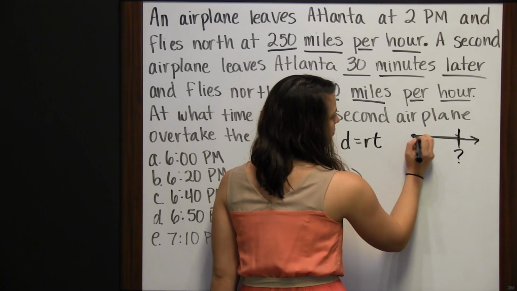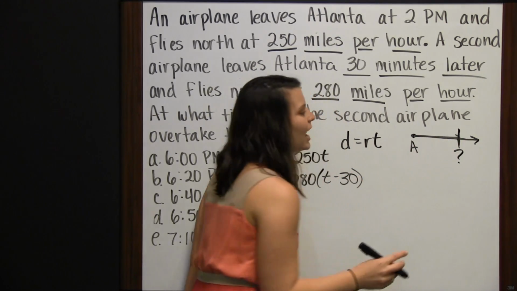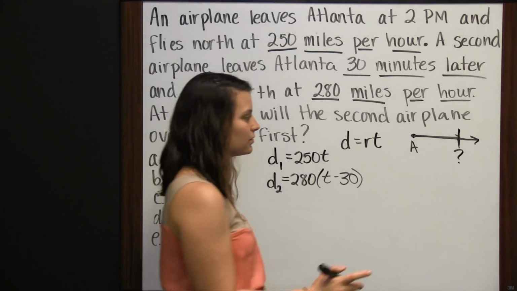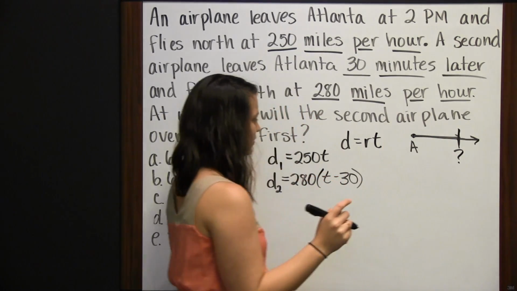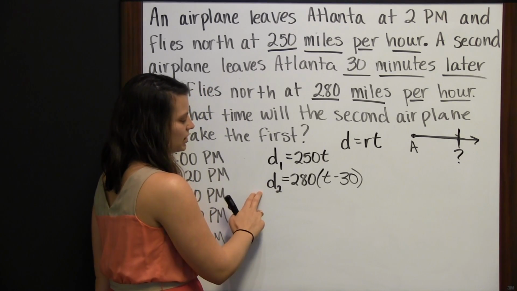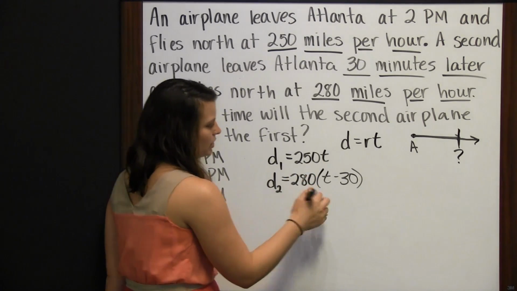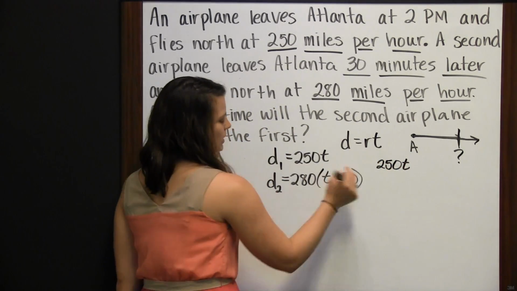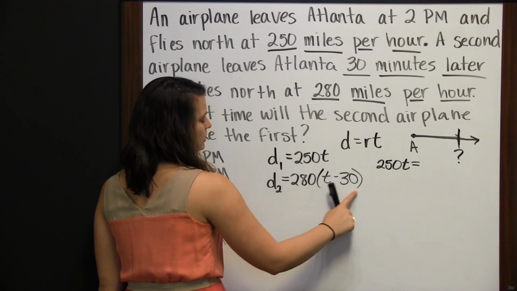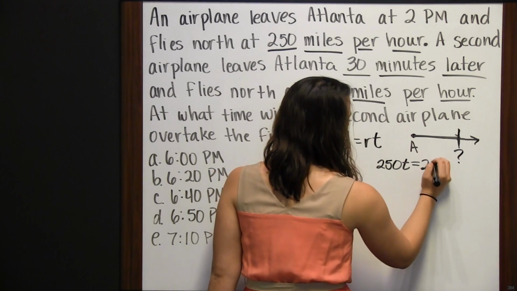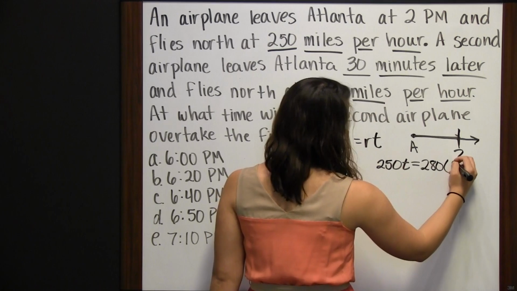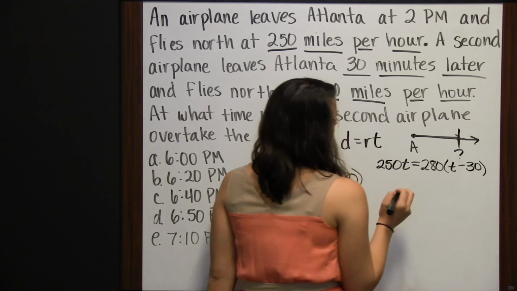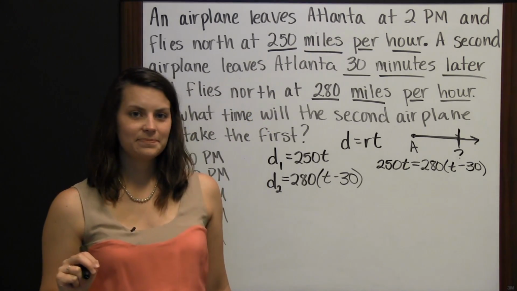Well, at that time, both of these airplanes will have flown the exact same distance. We don't know what that distance is, but we know that it's the same. So we can take these two distances and we can set them equal. So the distance of plane 1, 250t, is equal to the distance of plane 2, 280 times the quantity, t minus 30. And now we need to solve for t.